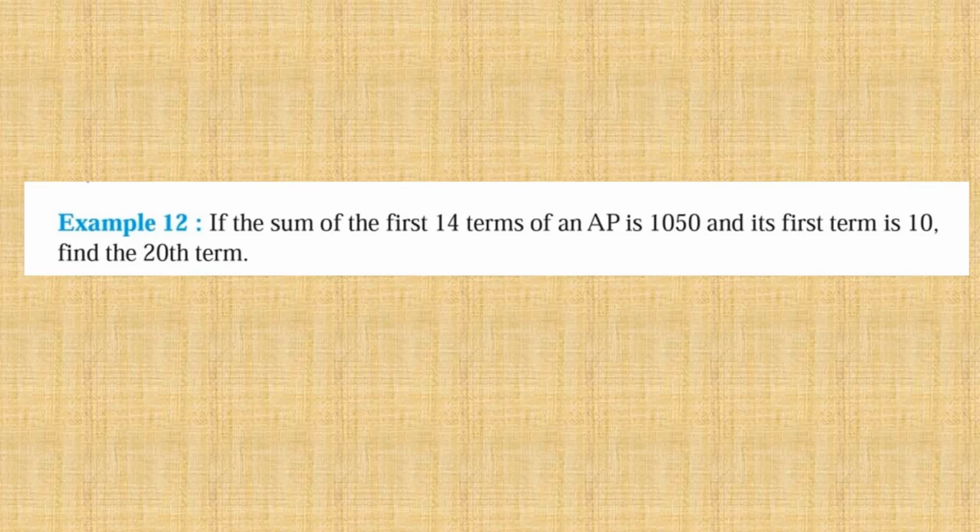So S14 is 1050. So we shall write the given values first. Given that S14 is 1050, and also given that the first term a is equal to 10. And we want to find the 20th term. How can we write the 20th term in notation or in symbols? A20, the target. A20. Okay.